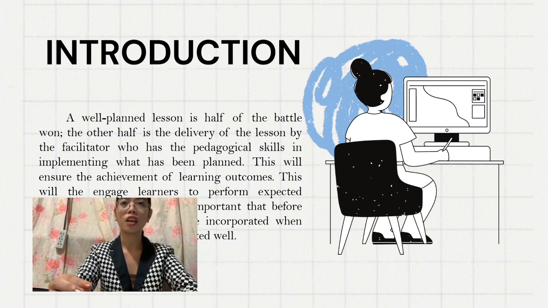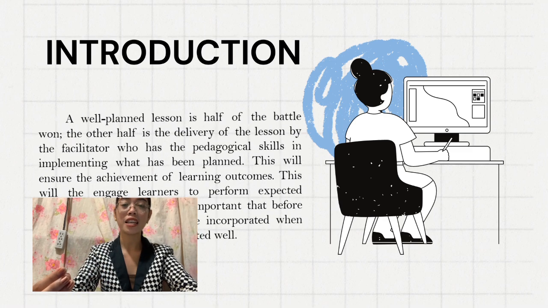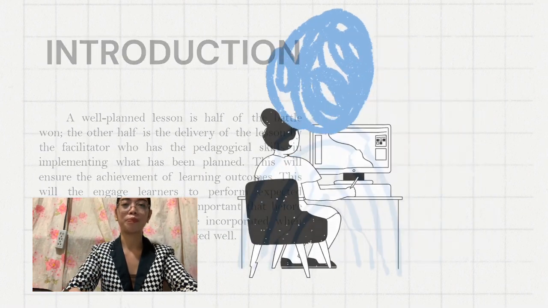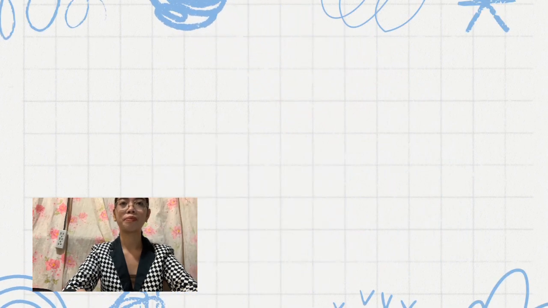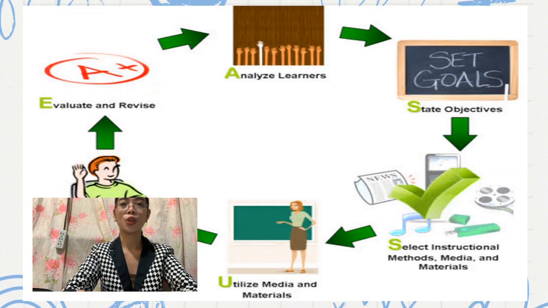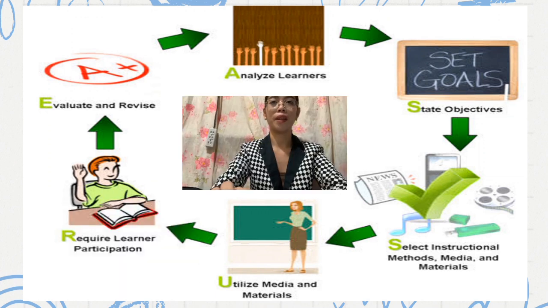So when you say well-planned lesson, ang half ani is ang success. Tapos ang isa pud ka half ani is ang delivery sa teacher or as a facilitator sa isa ka classroom management. Then, so ara ang Assure Model.